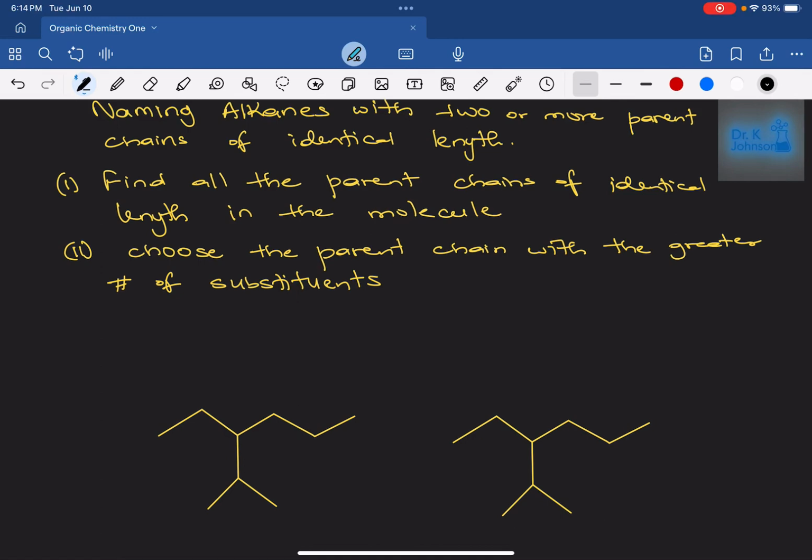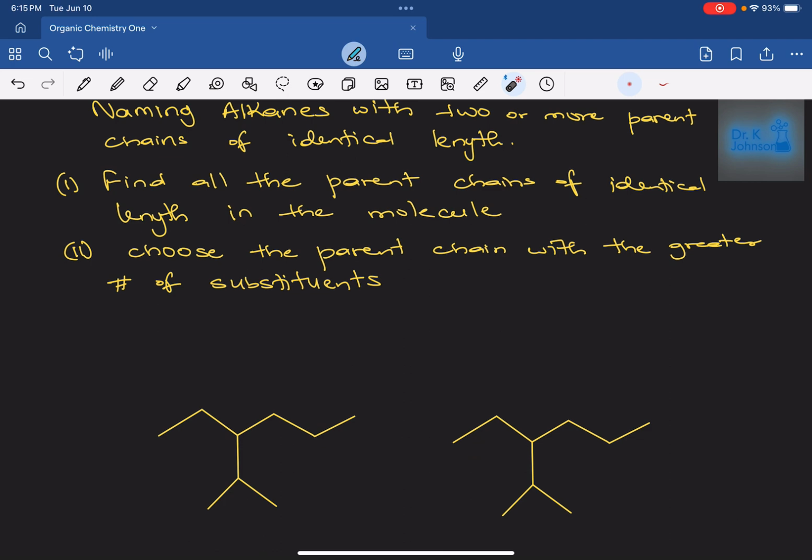Let's talk about naming alkanes with two or more parent chains of identical length. So you can end up with a molecule that has more than one parent chain that has the same number of carbons, right? So let's first acknowledge that this molecule and this molecule, they are the same. I draw two of them so that we can identify one of the long chains using this one and the second long chain using this one.